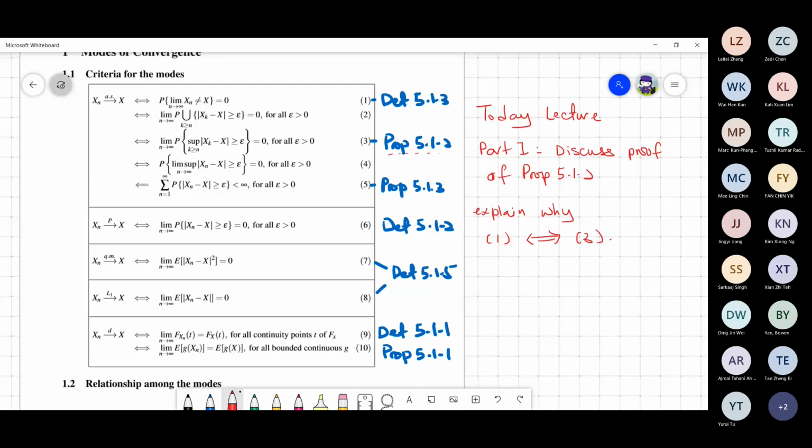And for the second part, we will carry on to other sections. I'm not going to look at this anymore, so you can look at the lecture notes for it. I will focus on the first part, the convergence almost surely, together with proposition 5.1.3. So that means I will focus on this and this.